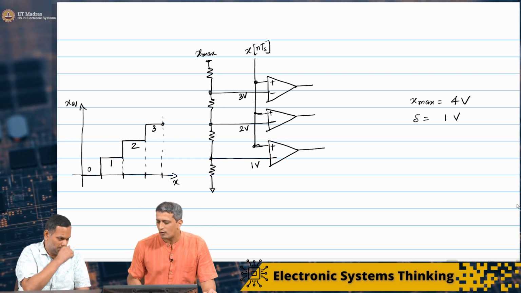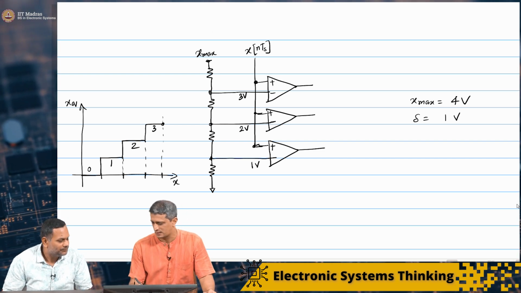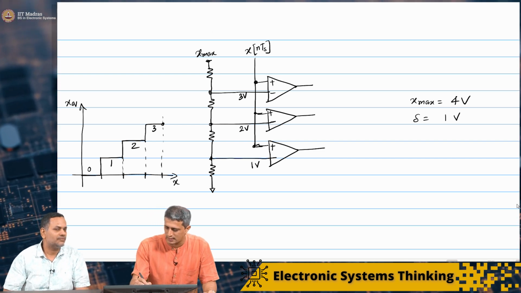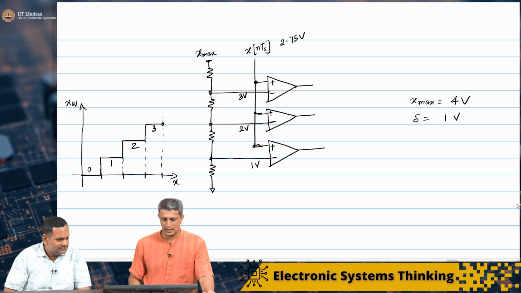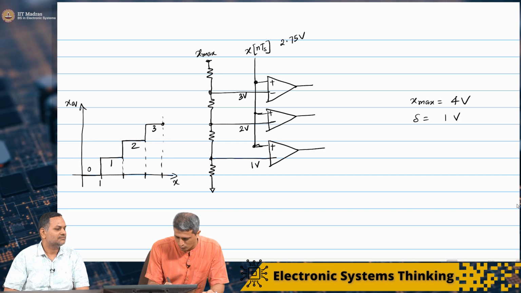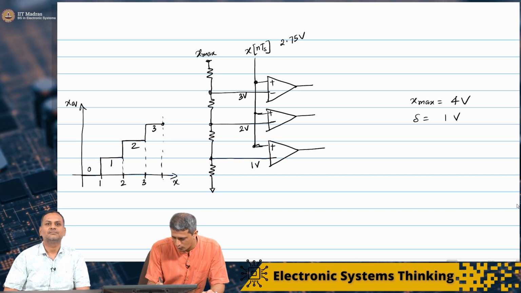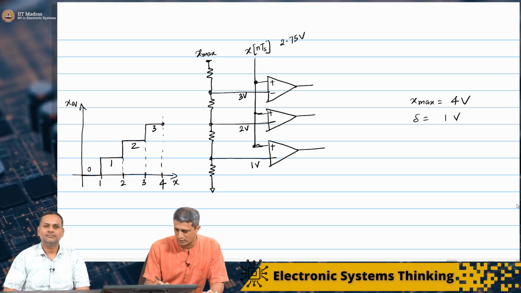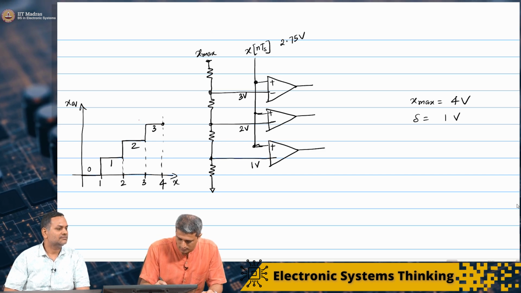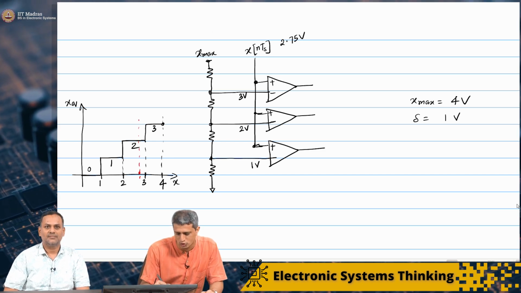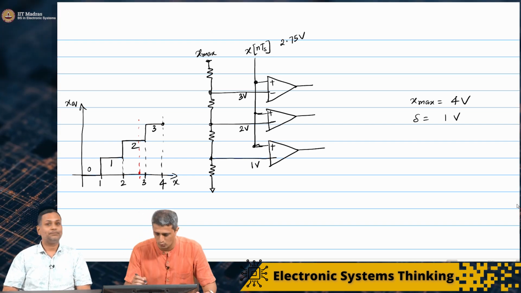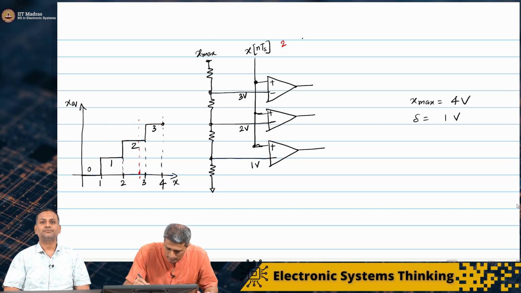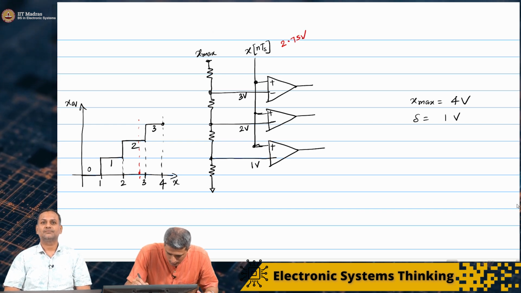If our x of nTs happens to be, hypothetically, 2.75 volt, and this is 1 volt, 2 volt, 3 volt and 4 volt, then 2.75 is somewhere here. So the answer that we are looking for is 2. I'll write this in red, 2.75 volt.